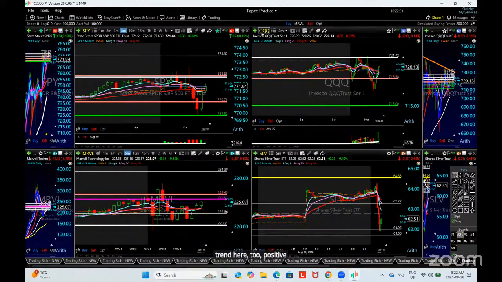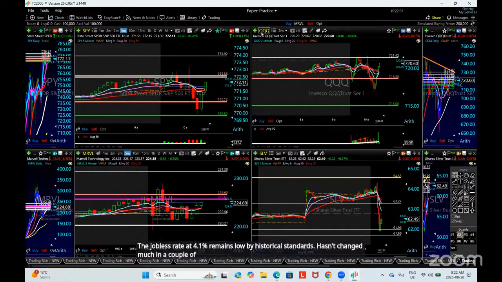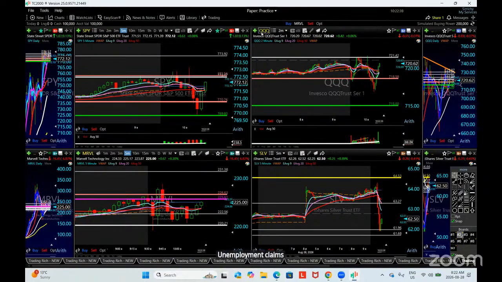So on the employment side of the Fed's dual mandate, the country's doing well. Labor markets are quite stable. The jobless rate at 4.1% remains low by historical standards. It hasn't changed much in a couple of years. Unemployment claims, a 4-week moving average and an empirically robust real-time indicator, are near their lowest level in decades.